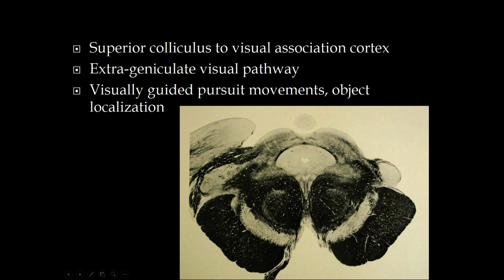Well, here's another function of the superior colliculus. It communicates with visual association cortex, right? So visual areas of the brain in the occipital lobe and surrounding the occipital lobe.